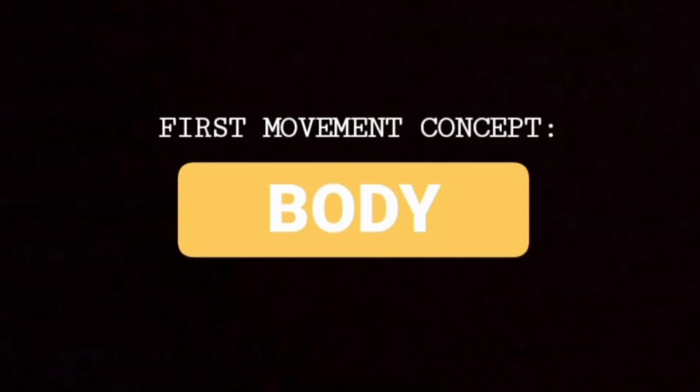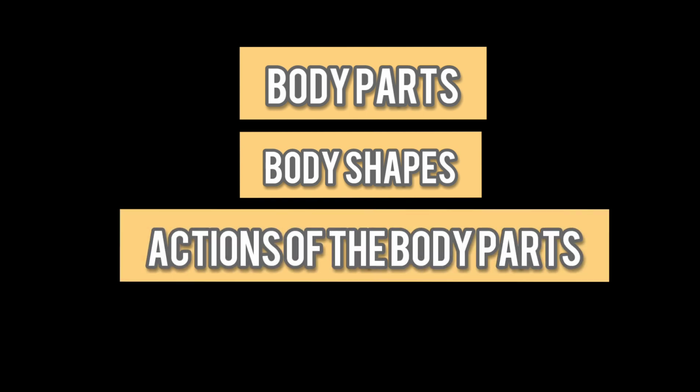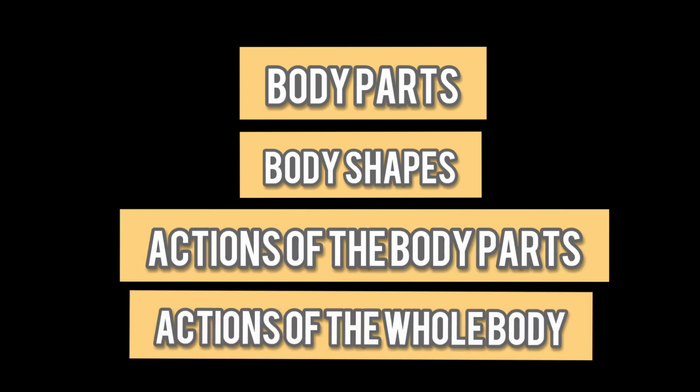To move, we need our bodies, a place, energy, and in some instances, we will also need connections with other people, things, and ideas. This is where the four movement concepts take part: the body, space, effort, and relationships. The first movement concept is the body, and its categories are the body parts, body shapes, actions of the body parts, and the actions of the whole body.